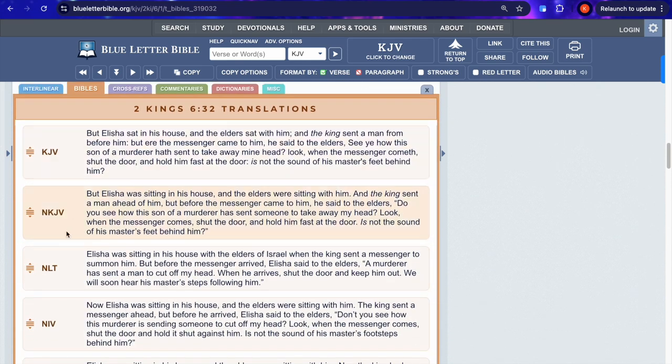And if you look at this in the NLT, right, it says here, Elisha was sitting in his house with the elders of Israel when the king sent a messenger to summon him. But before the messenger arrived, Elisha said to the elders, A murderer has sent a man to cut off my head. When he arrives, shut the door and keep him out. We will soon hear his master's steps following him.